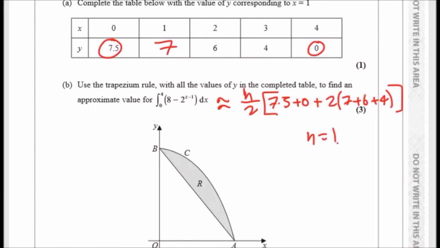So now all you do is plug it in and see what values you get. Plug it in, 1 over 2 times this, you should get about 20. Oh, that's not 20, that's a 0. 20.75. And you could say units squared, but 20.75 is cool.